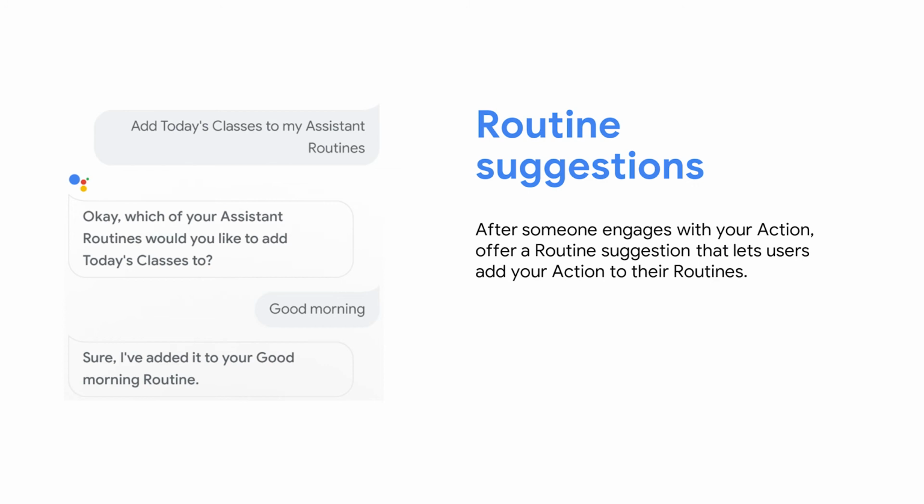Google Assistant routines execute multiple actions with a single command. This is perfect for those times when users wake up in the morning or many of the other tasks they perform throughout the day. After someone engages with your action, offer a routine suggestion that lets users add your action to their routines. For example, you might use a routine for a daily trivia question game, giving users the opportunity to hear a trivia question in the morning right when they wake up. For best results, only offer routine suggestions once a user has demonstrated proof of high intent. For example, when they've linked an account or engaged multiple times in a week with your action.